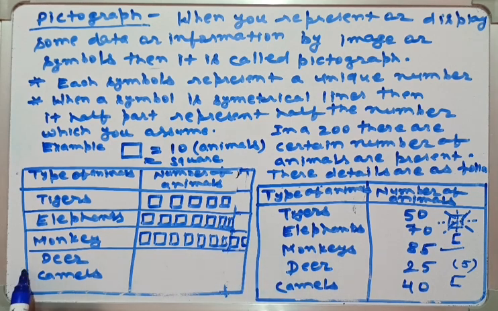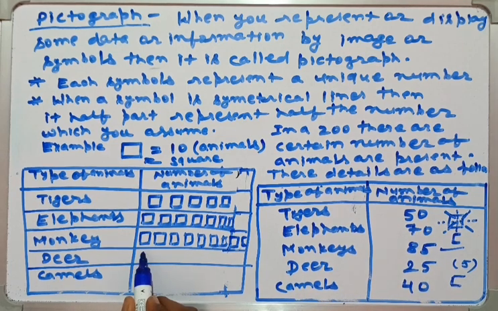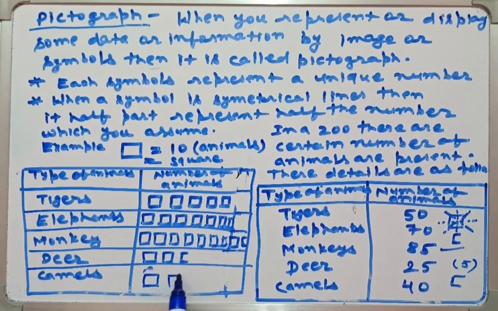Okay guys, so again for this deer, 20, you have to represent 2 squares and half a square also. So this value is also 25. For camel, this is 40, you have to draw 4 squares here. So guys, in this way you can represent a given data in the form of a pictograph.